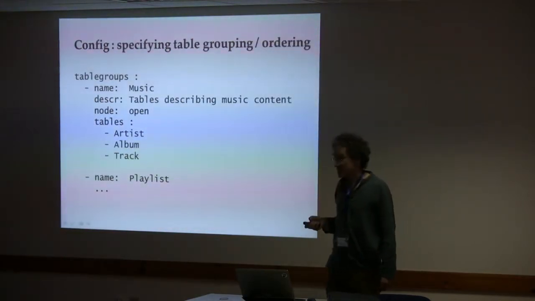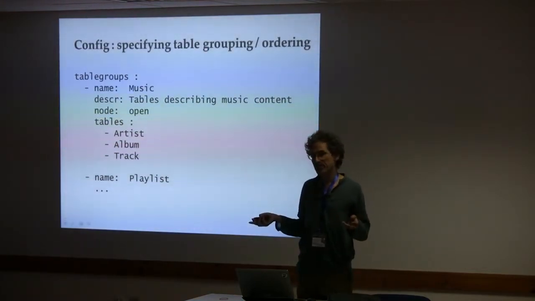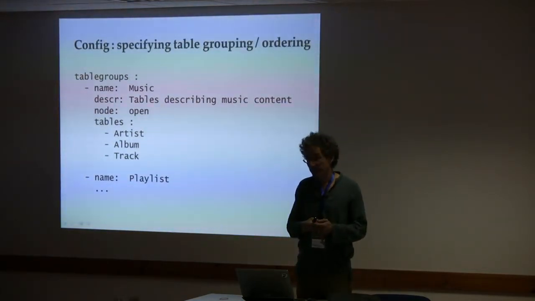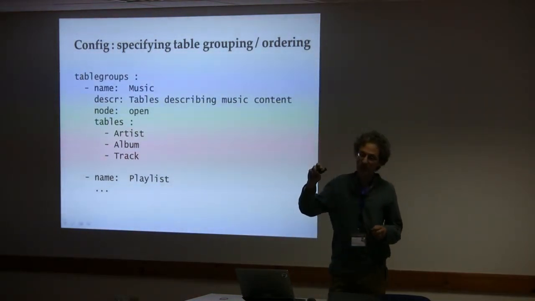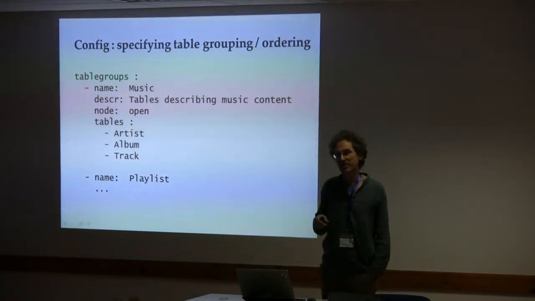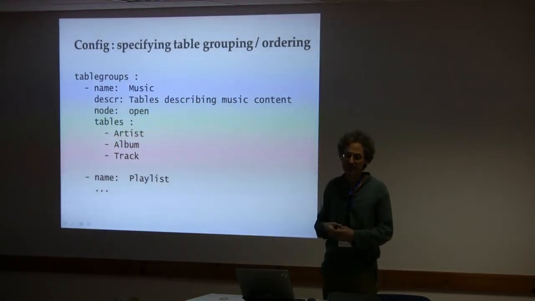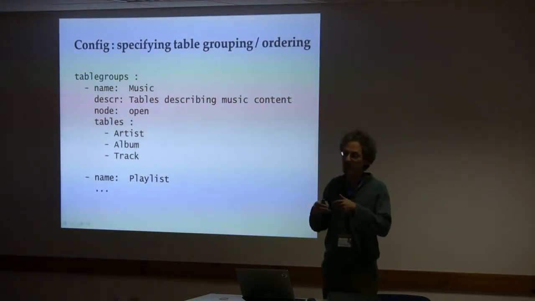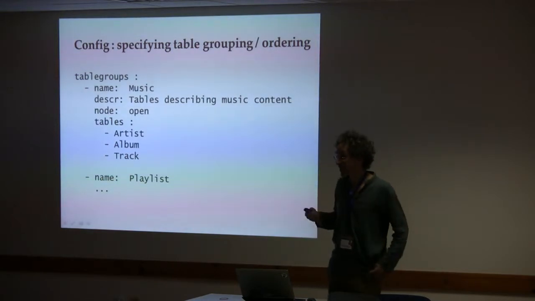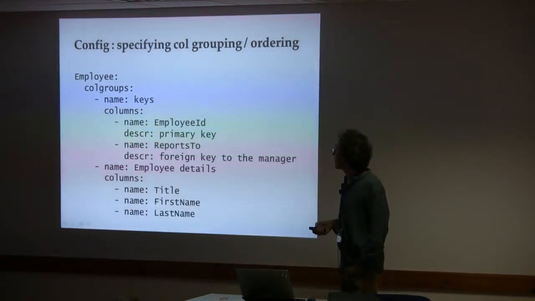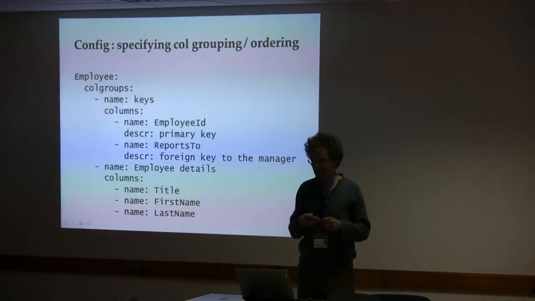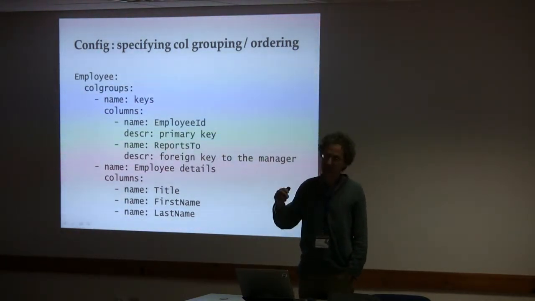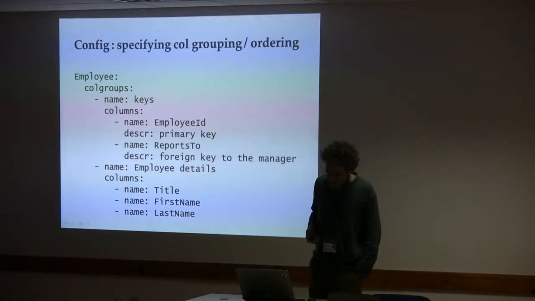And now the rest is specifying those groups that I was talking about before. So here is an example where I create the group of music tables, and I say which tables are in it, in which order they are, and maybe with some comments and descriptions. And all of this helps to produce more user-friendly screens. Same thing with columns. So here within one table we specify the column groups, same idea: groups, ordering, and descriptions.